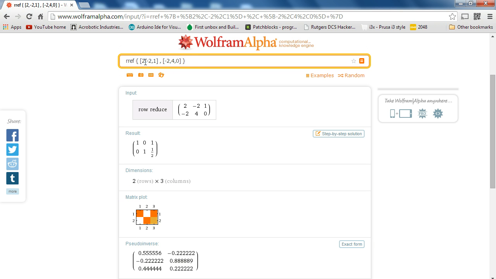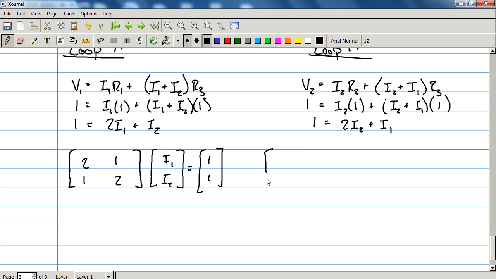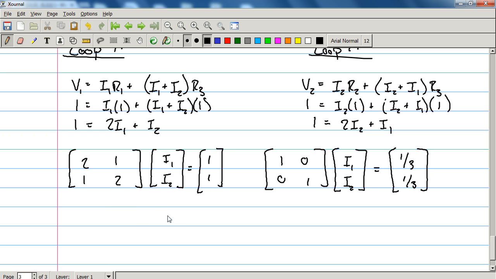So we go back to Wolfram Alpha and just change some of these numbers. That stays as 2, this becomes 1, that stays as 1. This, however, is now 1, this is 2, and that becomes 1. So I hit enter, Wolfram Alpha comes back, and it gives me the reduced row echelon form, telling me that 1, 0, 0, 1 times I1, I2 equals 1/3, 1/3. Meaning that I1 is 1/3 amp, and I2 is also 1/3 amp. And again, no negatives, meaning that my assumption was right about the direction of the loops.